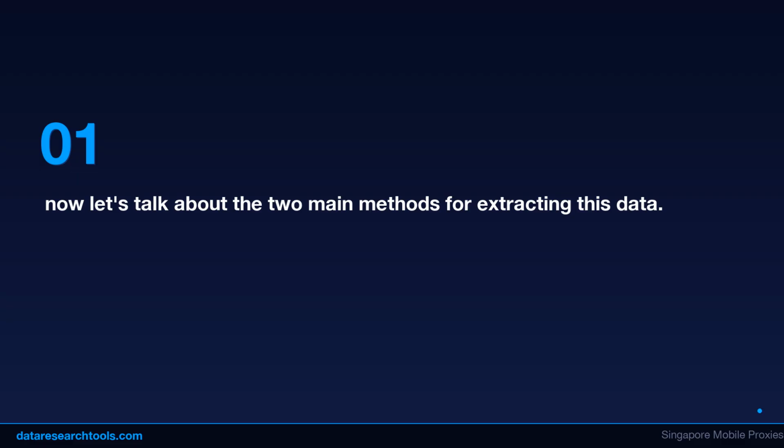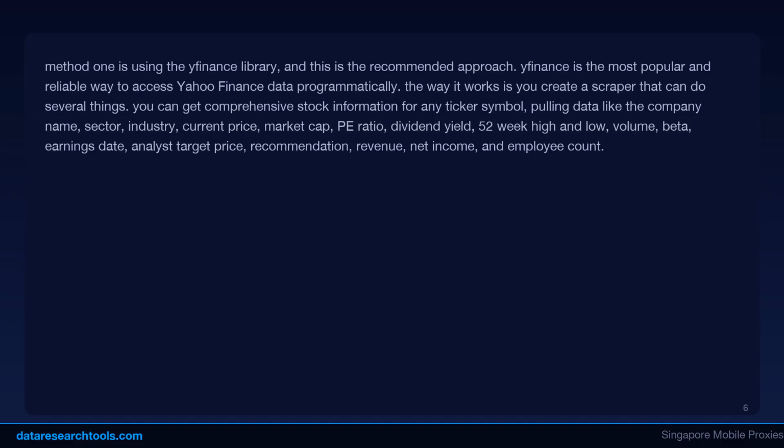Now let's talk about the two main methods for extracting this data. Method 1 is using the Yahoo Finance library, and this is the recommended approach. Yahoo Finance is the most popular and reliable way to access Yahoo Finance data programmatically. The way it works is you create a scraper that can do several things.